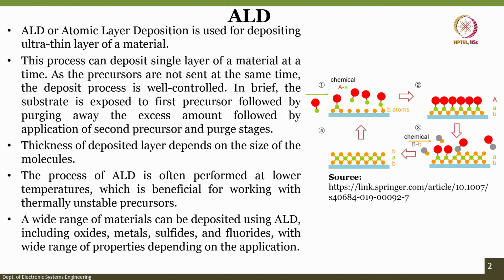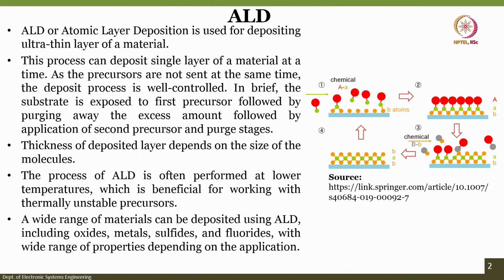If you see the screen, ALD or atomic layer deposition is used for depositing ultra thin layers of material. This process can deposit a single layer of metal at a time. As the precursors are not sent at the same time, the deposition process is well controlled. In brief, the substrate is exposed to the first precursor, followed by purging away the excess amount, followed by application of the second precursor and purge stages. So, it keeps on exposing, flushing out, exposing, flushing out. That way you can have atom by atom layer deposition.